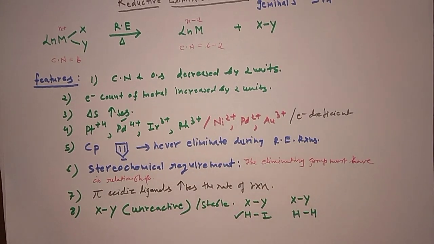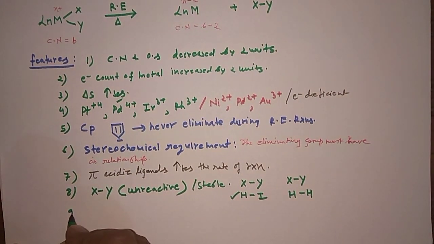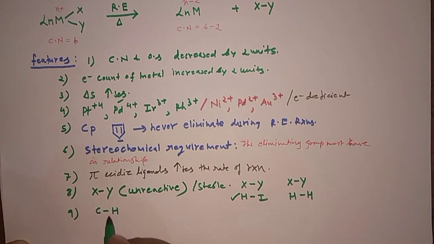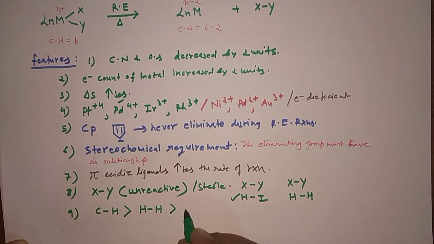I hope this is clear to you. And then your next point, say the problem number 9, right? What would be the rate of the reductive elimination? See, if you are combining one carbon and one hydrogen and you are eliminating this type of group, then the rate would be very, very high for these substrate, followed by H and H, that means hydrogen molecule, and after that carbon and carbon molecule.